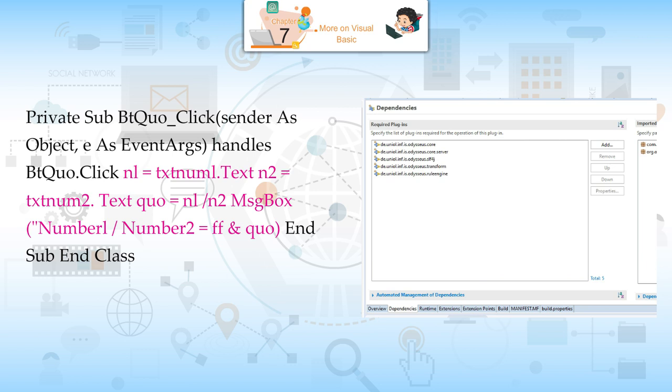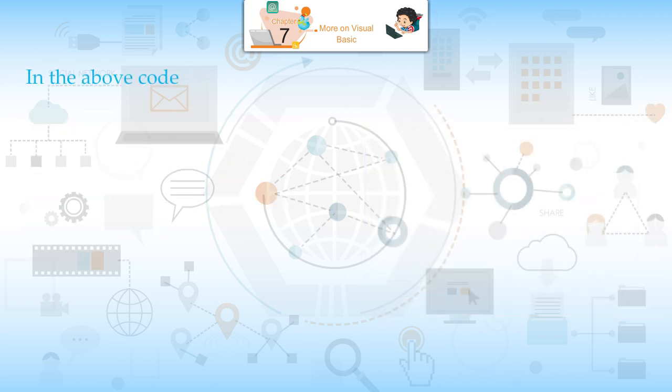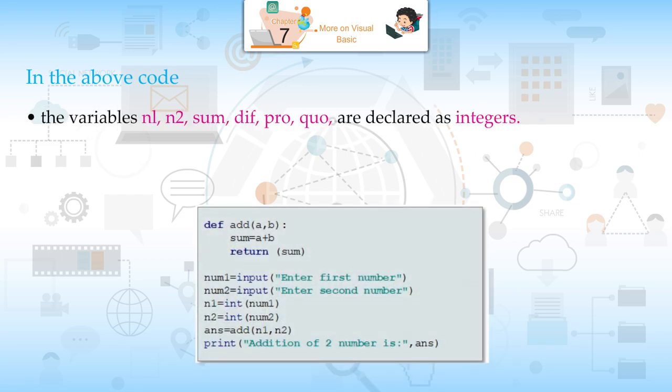Private Sub btco_Click(sender As Object, e As EventArgs) Handles btco.Click. n1 = txt_num1.Text. n2 = txt_num2.Text. co = n1 / n2. MessageBox("number1 / number2 = " & co). End Sub. End Class. In the above code, the variables n1, n2, sum, diff, pro, co are declared as integers.